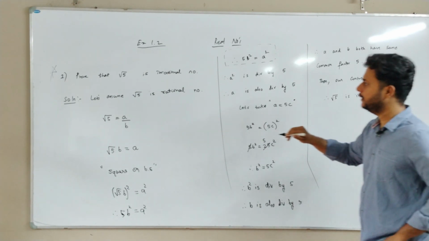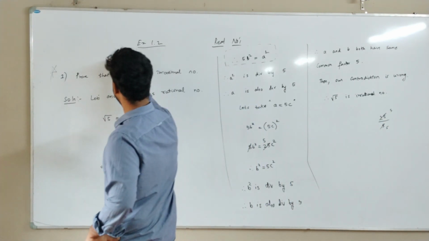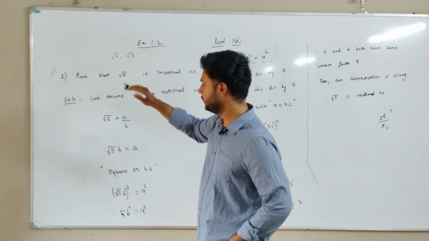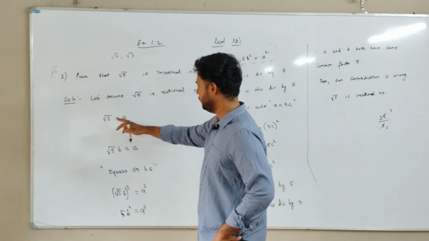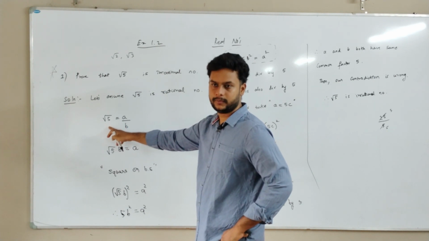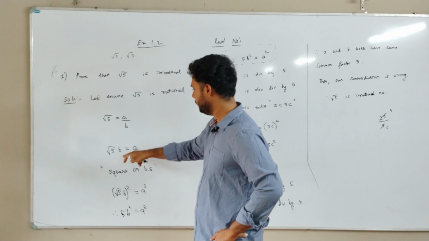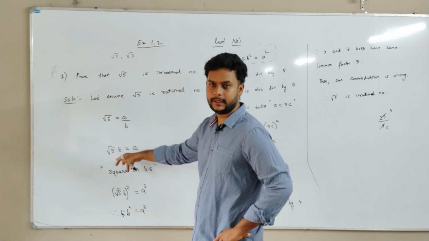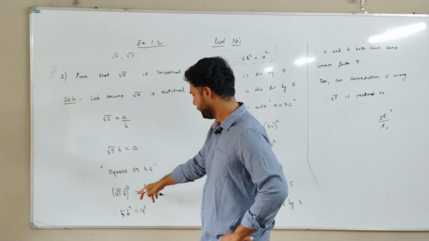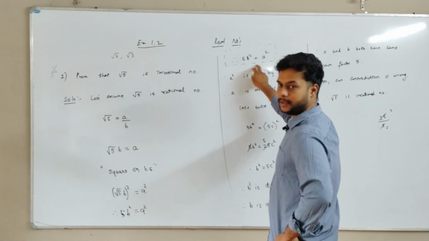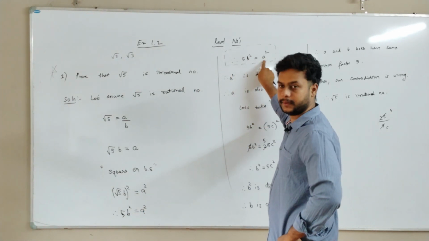Now what you do? You sit and do root 2 and root 3, I will check. Your work is to copy this; instead of root 5, you will write root 3 and root 2. Root 3 is equal to a by b. Send b here: root 3 b is equal to a. Then square that: 3b square is equal to a square.